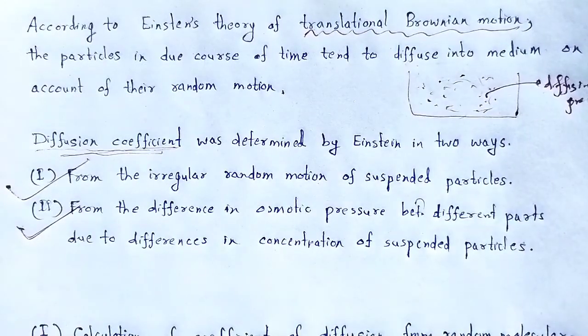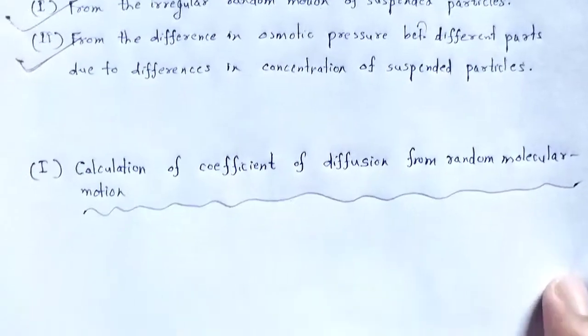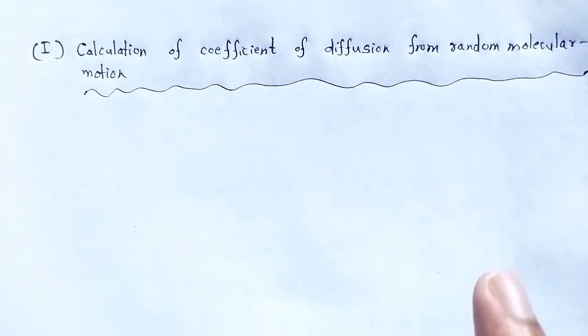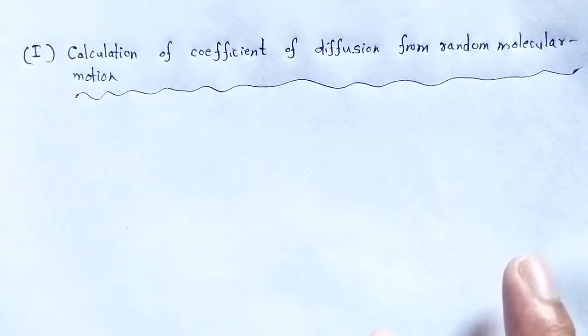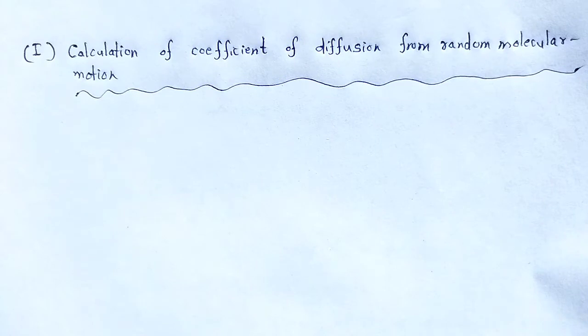Let me discuss these two different approaches to find the diffusion coefficient according to Einstein's theory of Brownian motion. First, the calculation of the coefficient of diffusion from the random molecular motion. How do we calculate it? Let the molecular concentration be not uniform.